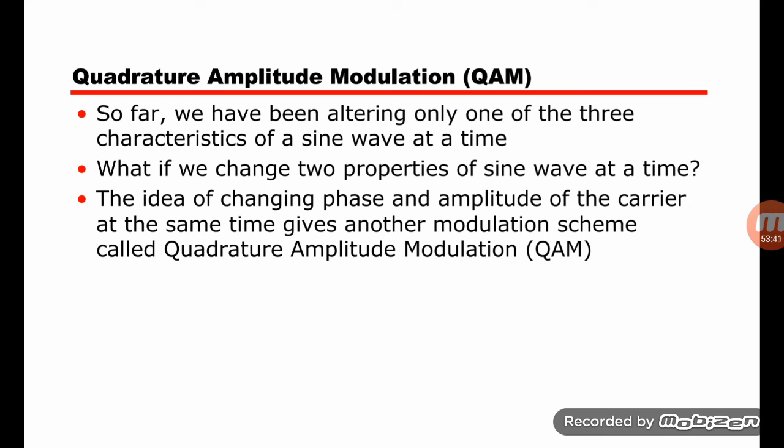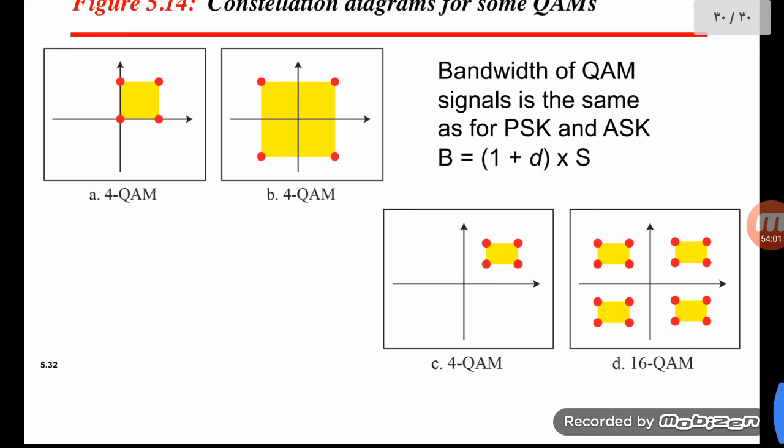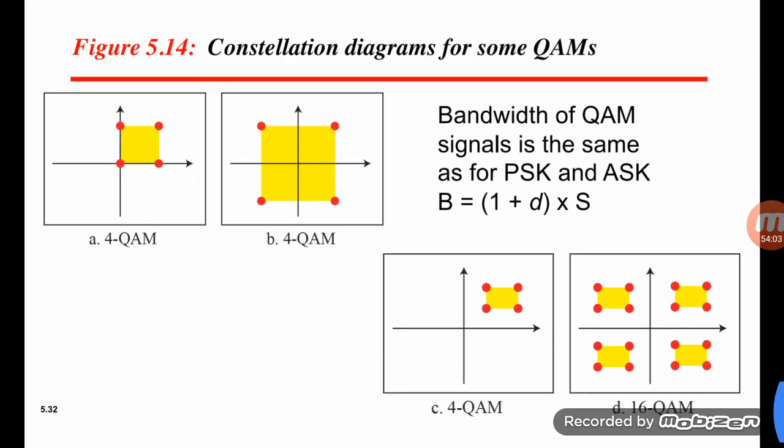What if we change 2 properties of the sine wave at the same time, which is amplitude and phase? The idea of changing phase and amplitude of the carrier at the same time is quadrature amplitude modulation, or QAM. And it may look something like this.